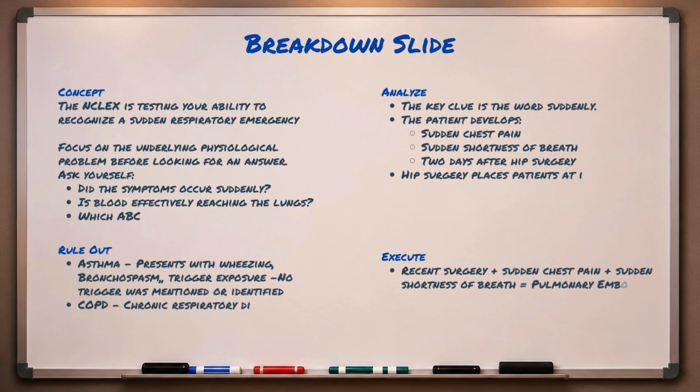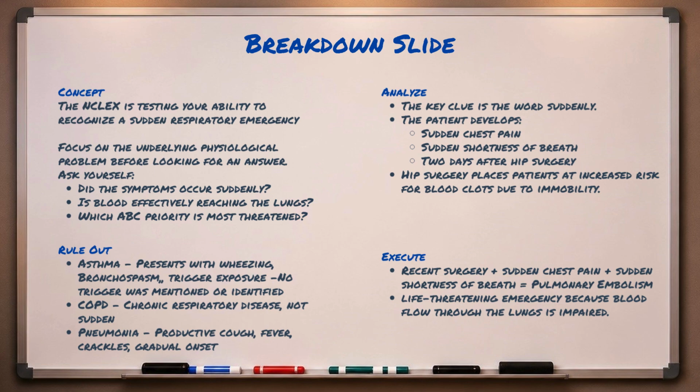Let's start with the concept. The NCLEX is testing whether we can recognize a sudden respiratory emergency and identify the most immediate safety concern. When you see clues like sudden shortness of breath, sudden chest pain, recent surgery, immobility, or an unexplained change in respiratory status, your brain should immediately begin asking what physiological process may have been disrupted. Notice that we haven't chosen an answer yet. Instead, we're focusing on the pattern hidden within the question.